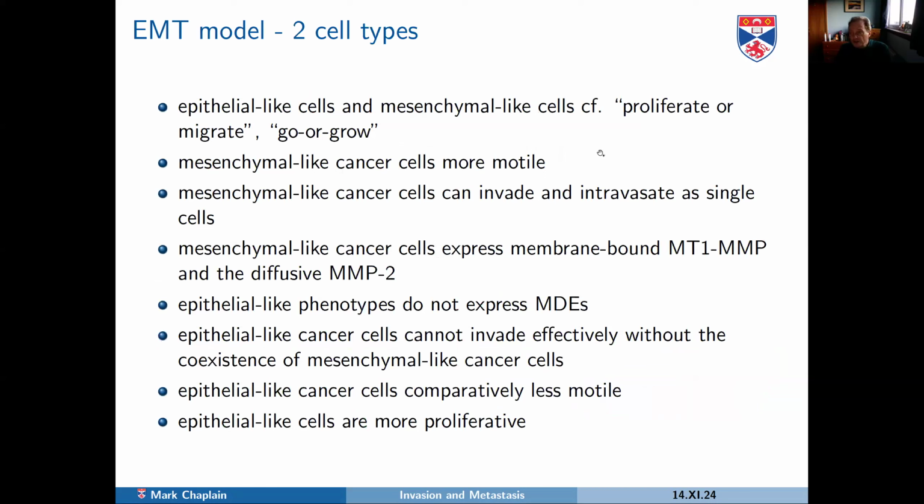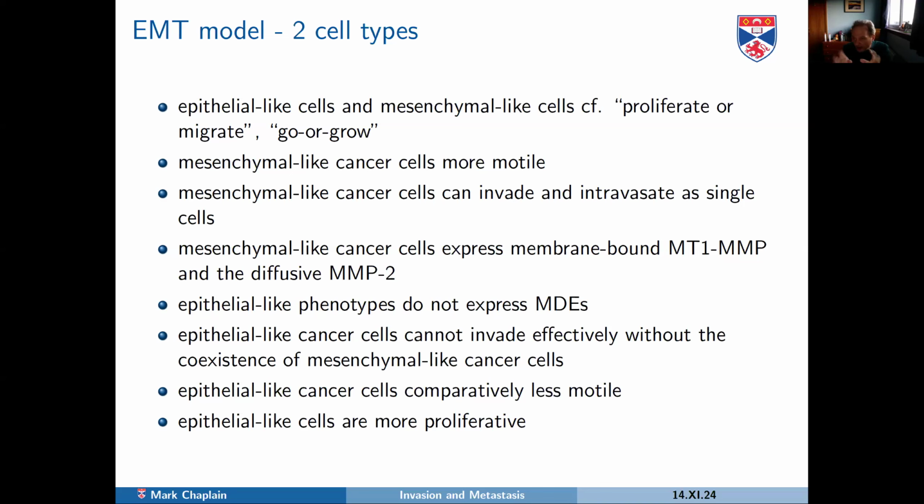So in order to incorporate that in the model, we thought we'd have two cell types rather than just one cancer cell. We'd have epithelial cancer cells and mesenchymal cancer cells. And the two equations would have to account for the differences between the two cells. And this is like a proliferate or migrate model or a go and grow model. There have been various models over the years that have focused on this aspect. And so the differences are that the mesenchymal cancer cells are more motile. They can invade as individual cells.